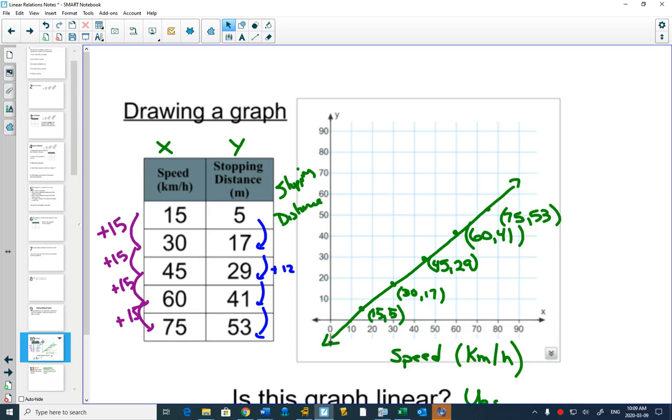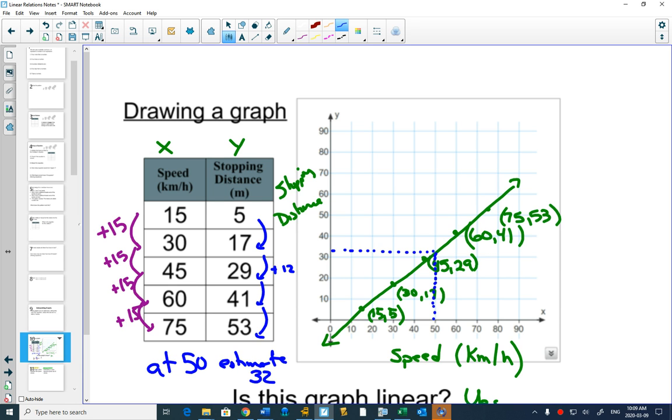That would be interpolation, because the 50 is between our values. And if I wanted to interpolate 50, I could go to 50, go up until I hit my line, and go across and see what that looks like. At 50, I would estimate 32. Perfect. I would estimate 32 meters. Makes sense, because that 50 is between 45 and 60.